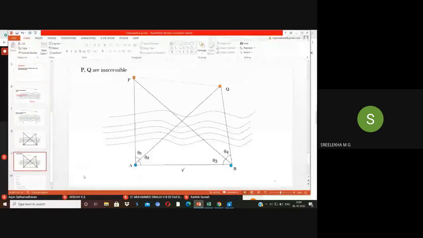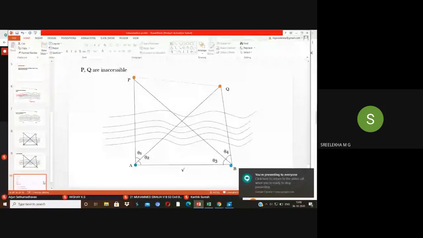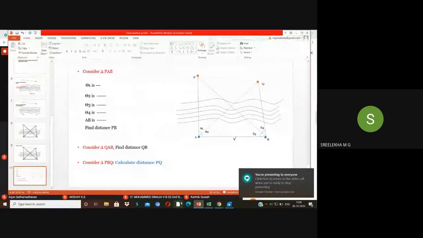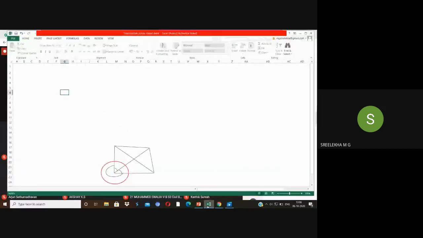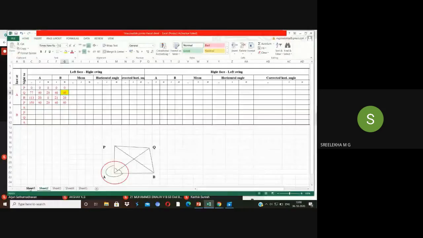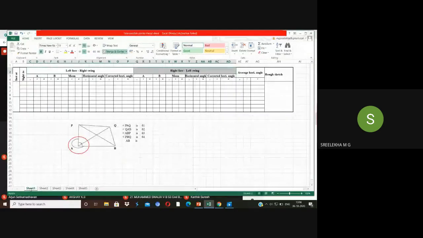Now I just want you all to take down an Excel sheet. Take your pen, paper and pencil. Copy down this table fast. It's not the same table as the last class table. Here some correction is required.